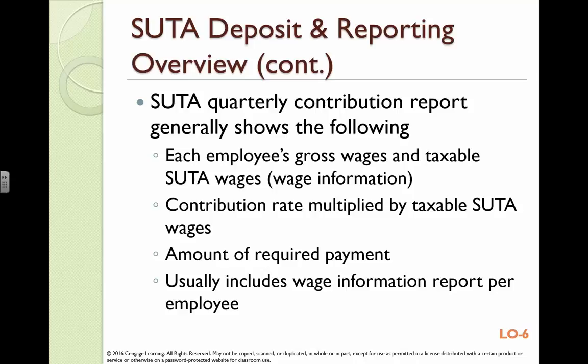The one thing that's a little bit different here is on a SUTA report, and this is the same in every state, you have to line out every single employee person by person and put in their gross wages, because that's how they're going to process your claim if you become unemployed. That's how they record how much you've made.